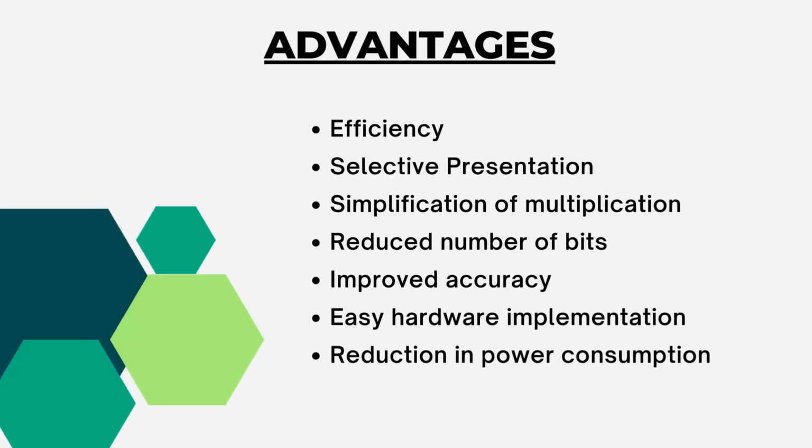So we will be discussing the advantages of Booth's algorithm, a method for performing multiplication of two signed binary numbers in 2's complement notation. Firstly, Booth's algorithm is efficient and fast as it reduces the number of additions and shifts required to perform the multiplication compared to other algorithms. This makes it particularly useful for large numbers. Secondly, Booth's algorithm naturally presents the result in a selective way due to its use of partial product generation. This allows for the selective addition and subtraction of multiples of the multiplier, which can be useful in certain applications where only specific bits of the product are needed.